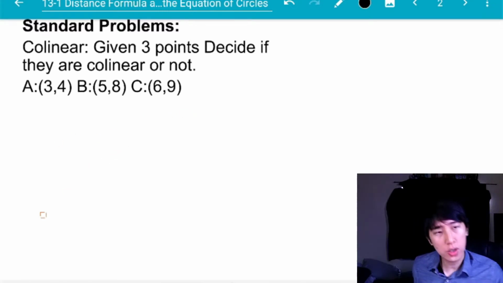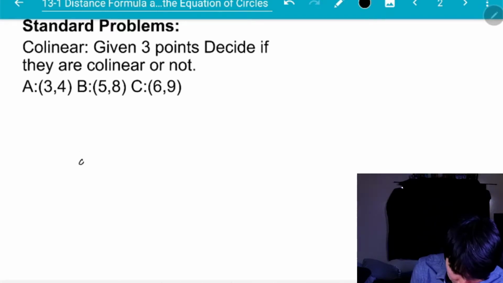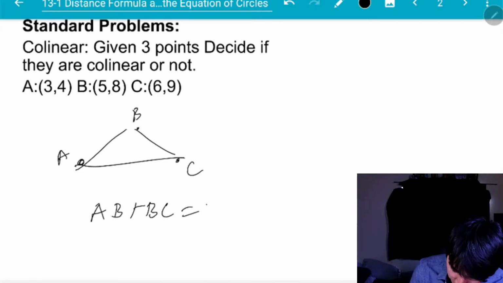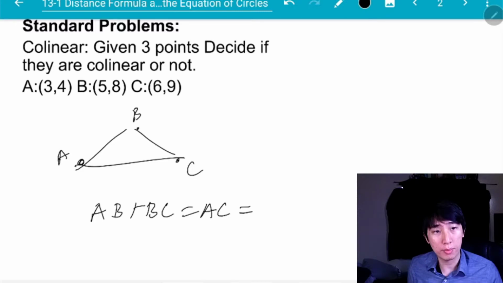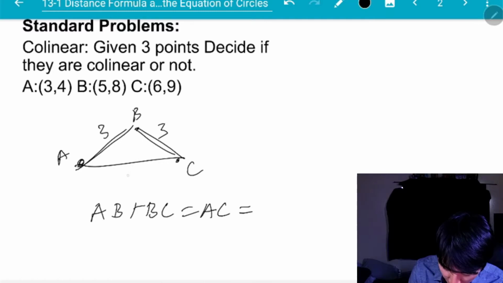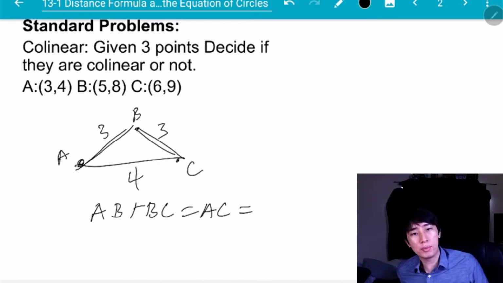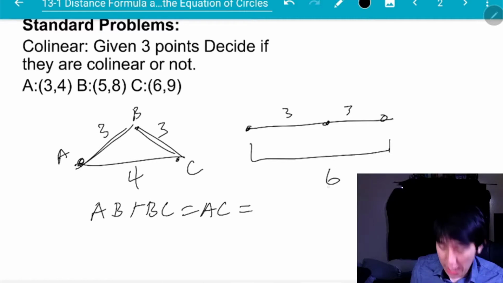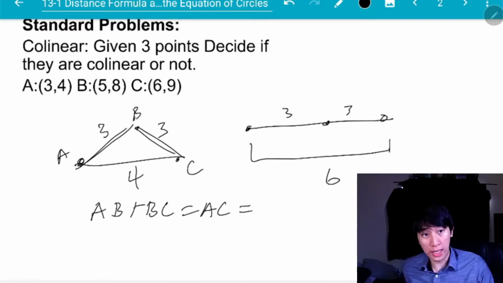Instead, one way you can always decide collinearity is this: take AB, take BC, and if AB plus BC is equal to AC, that means they're all collinear. If there's an extended portion, say this is 3 and this is 4, there's no way it would work out, because you're taking a detour. But if it was all on the same line, like 3, 3, 6, then the only way the two lengths would be the same is if you were going in a straight line.